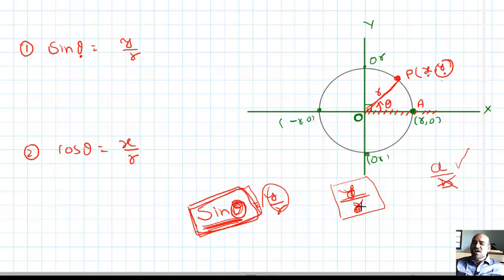So the important thing is r is never 0 here. Radius of circle, no, r is never 0. That's why this fraction is always defined irrespective of theta. Theta can be any real number, y by r is defined. That's why sin theta is defined for all theta, meaning the domain of sin theta is all real numbers. I can say theta belongs to R. So that is the domain. Domain is all real numbers.